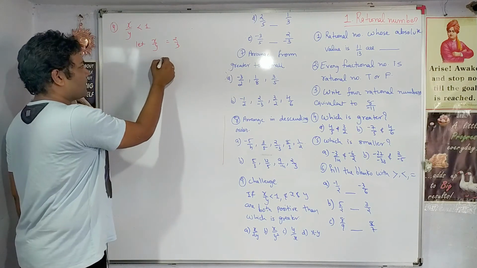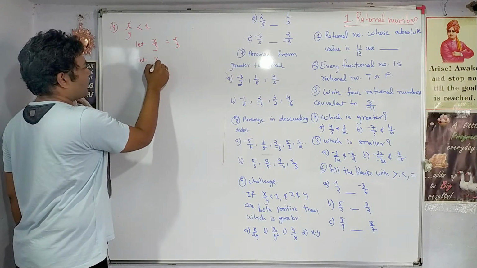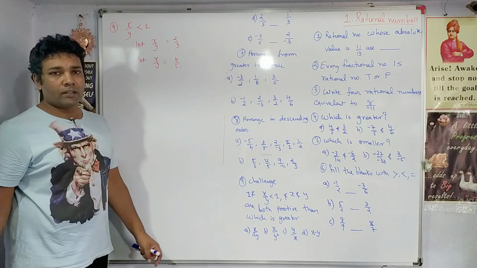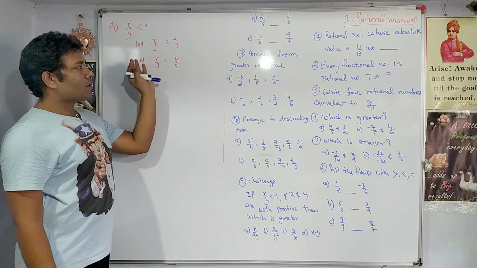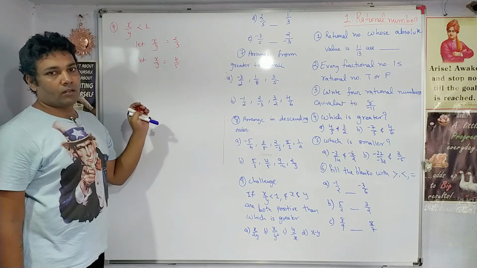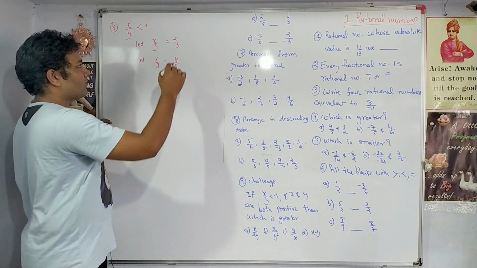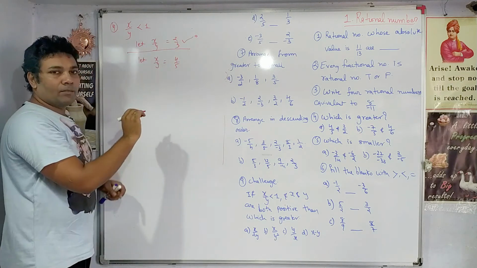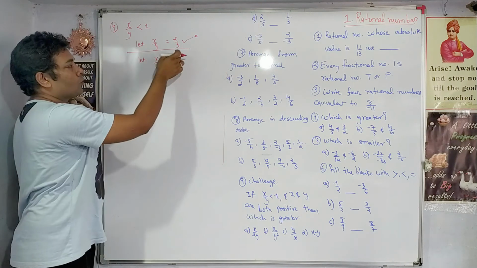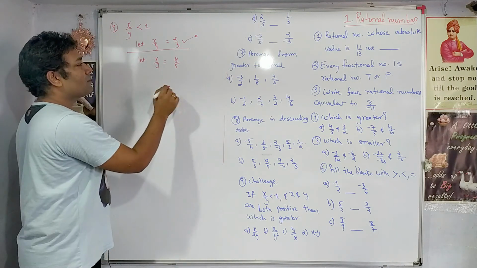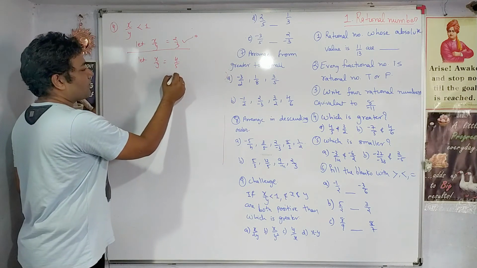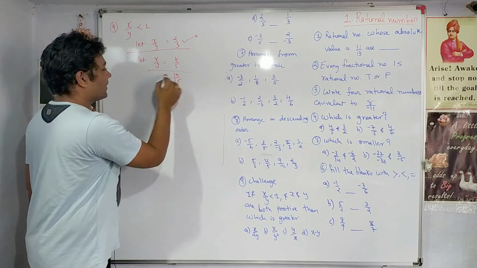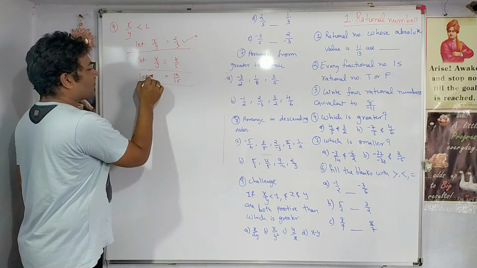You can also assume any other number. Let's say x upon y is 4 upon 5. This is also smaller than 1, so you can take this also. You assume any number which is less than 1. I'll take this one. With smaller numbers, it is easy to work. That is why I have taken 2 by 3. If you take 4 by 5, calculations will become a little bit complicated. If you take 14 by 15, these calculations will be more complicated, right? So any number you can assume.